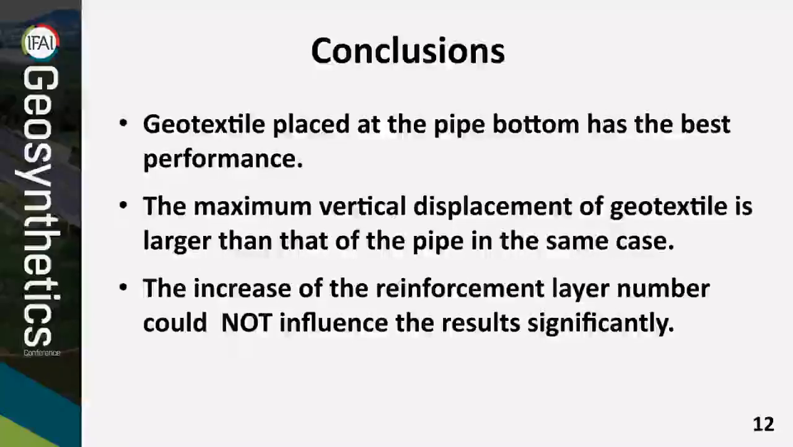From the above numerical results, we can have the following conclusions. The first one, geotextile installed at the pipe bottom had the best performance. The second one, the maximum vertical displacement of the geotextile is larger than that of the pipe in the same case. The third one, the increase of the reinforcement layer number could not influence the results significantly.